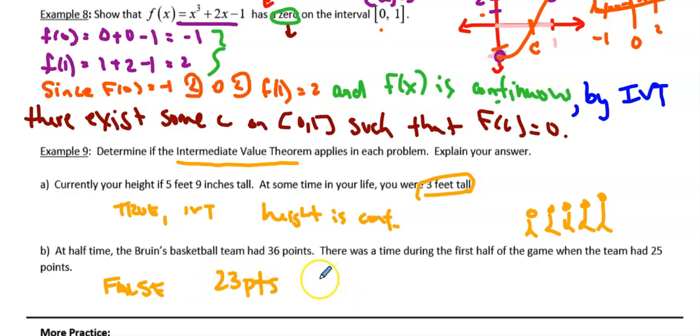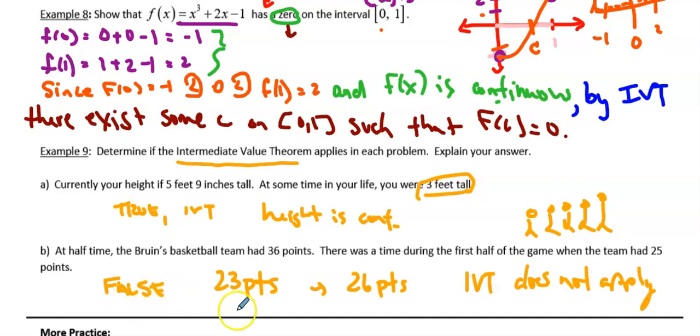And then someone on the team shot a three-pointer, and that means they went up to now 26 points, right? So they didn't have to have 24 and 25. And so that's why this is not a continuous function. So IVT does not apply here. Does not apply, okay? Because again, scoring in basketball is not a continuous thing, right? So hopefully that makes sense.